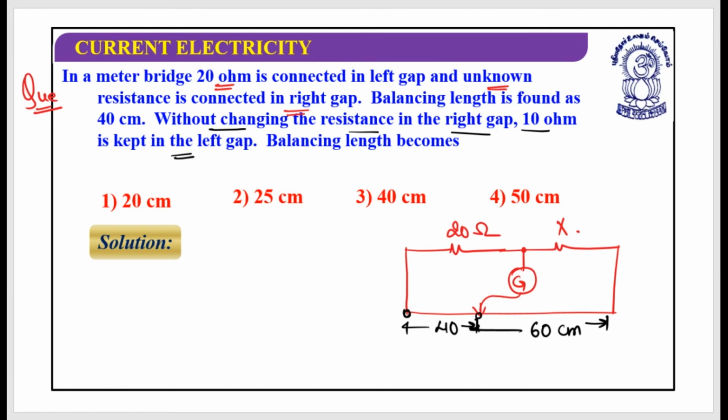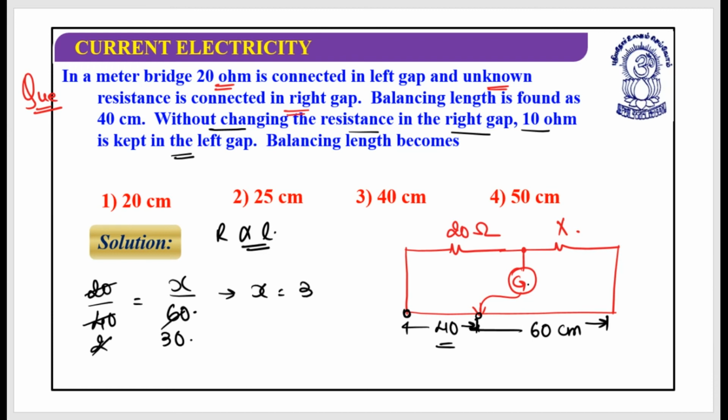So what you need to do is first find out the value of X. So how could I do this? This is the null point. The null point could be there if I have 20 by 40. Yes, this is the length, but as I know that R is directly proportional to the length, I can use it. It's 20 by 40 equals X by 60. So X, that is the unknown resistance, has a value of 30 ohm.